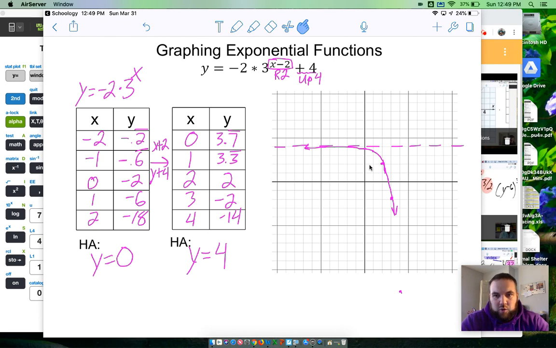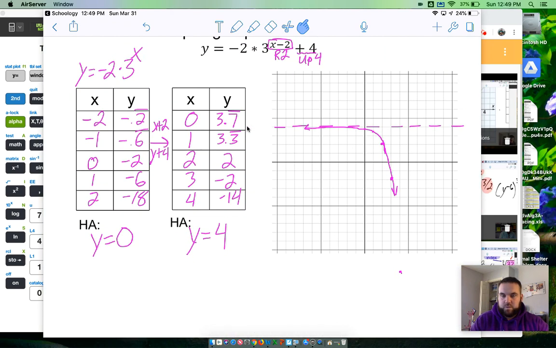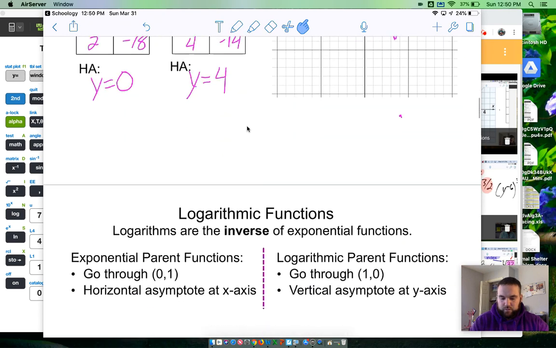Again, based on what I'm looking at, that is a negative growth. Again, the growth factor is 3, so I know it's exponential growth, but we're starting at -2, or -2 is my a value. So in that case, yeah, it's going to move things along.